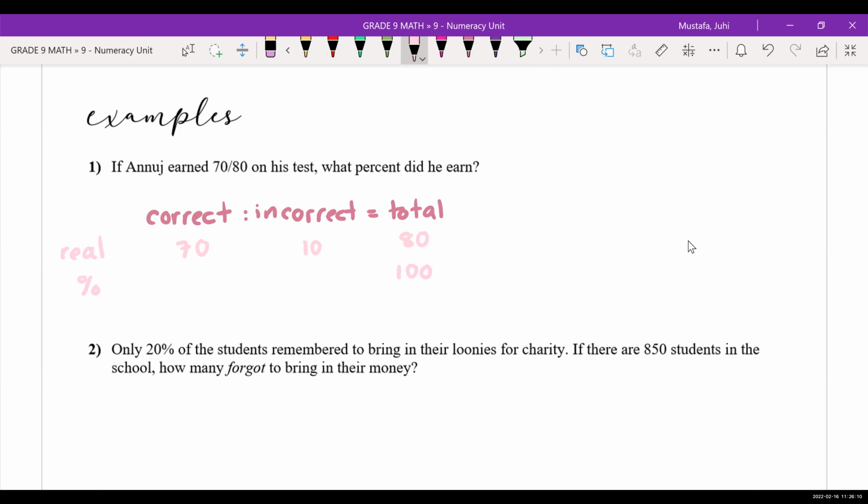What percent did he earn? So we're trying to figure out not what percent he got incorrect, but we want to know what percent of the questions he got correct. So where are we going to put the X? Under correct. Good. So let's do that and write our let statement, which is going to just be, I'll write it over here. Let X represent the percent correct.